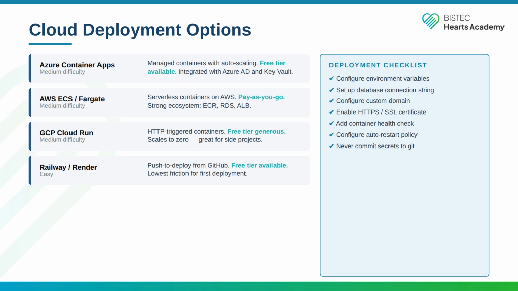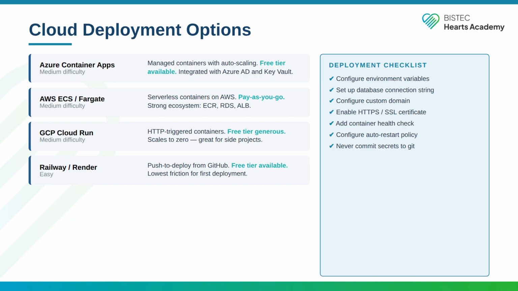AWS ECS with Fargate is the serverless container option on AWS. You define a task definition, and AWS provisions the compute. The ecosystem includes Elastic Container Registry for image storage, RDS for the database, and an application load balancer for traffic.